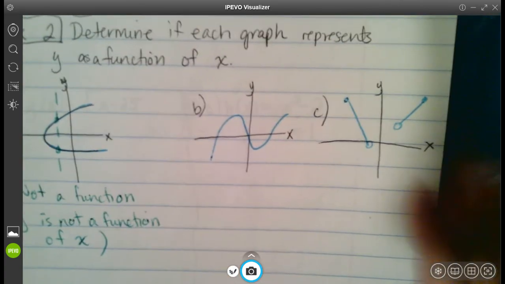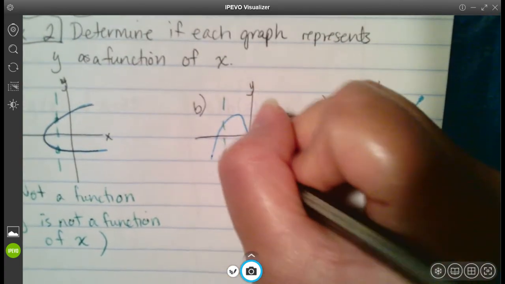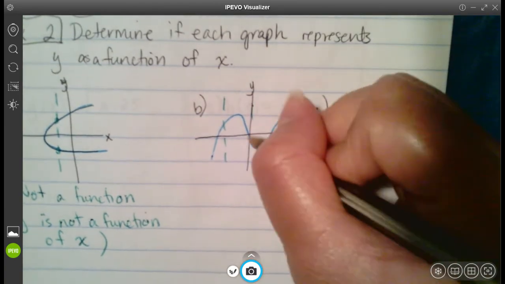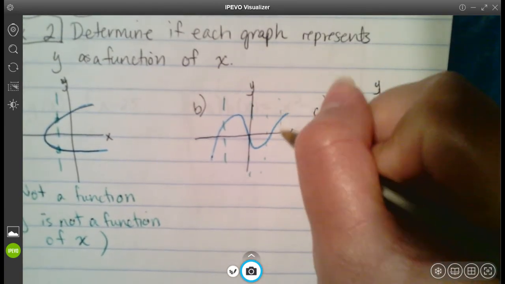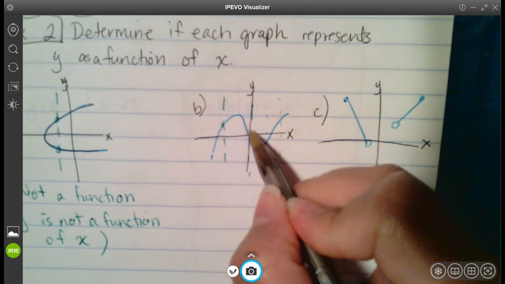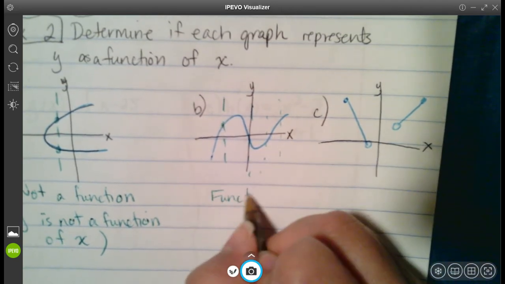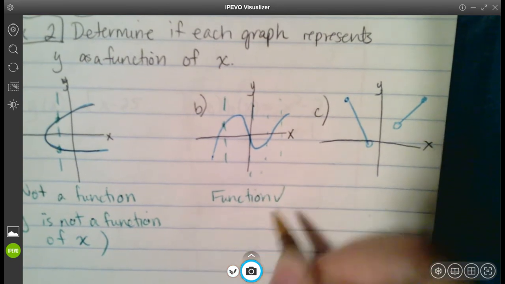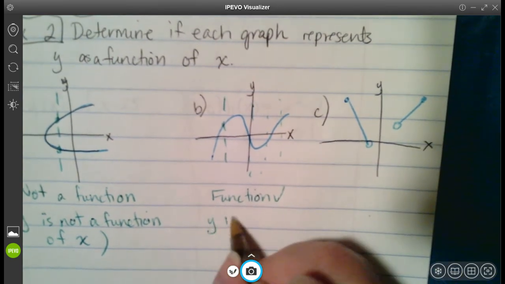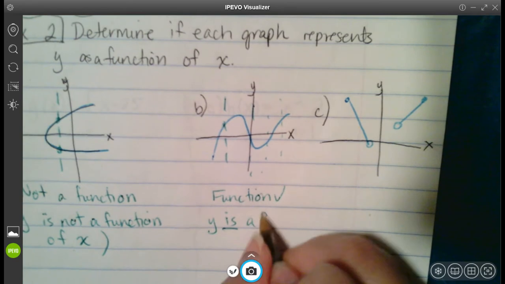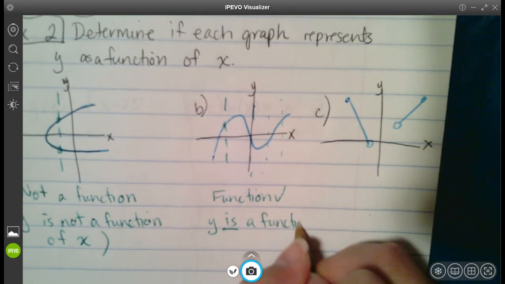Letter B, let's see, we can do a vertical line here, a vertical line here, a vertical line here, and it looks like the graph is only intersecting once on all those lines. So this one is a yes, this one is a function, and we can say that y is a function of x.